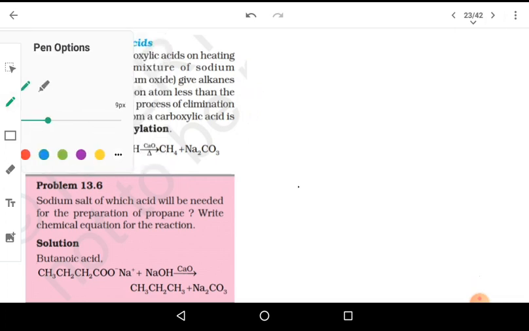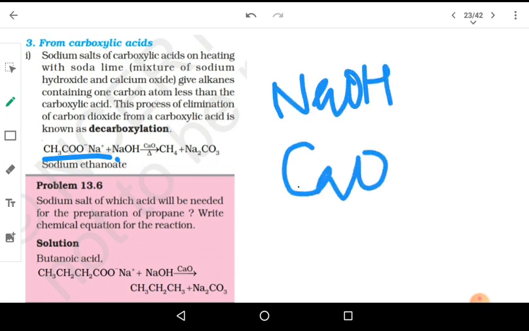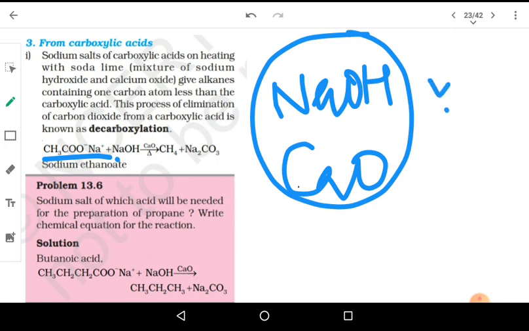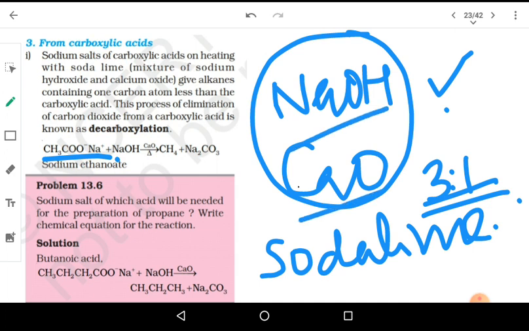Now let us move on to the next topic, that is preparation from carboxylic acids. Now if we have to prepare it from carboxylic acids, we can use two methods again. One is known as decarboxylation and another is known as Kolbe's electrolysis. Now what is decarboxylation? For decarboxylation, we can react the acid with NaOH and CaO. The mixture of NaOH and CaO is known as soda lime, and this is taken in the ratio 3:1, where 3 parts of sodium hydroxide and 1 part of calcium oxide is taken.